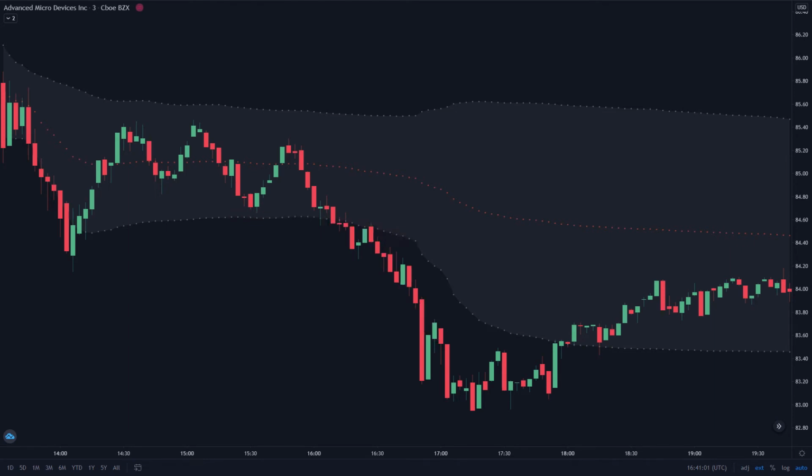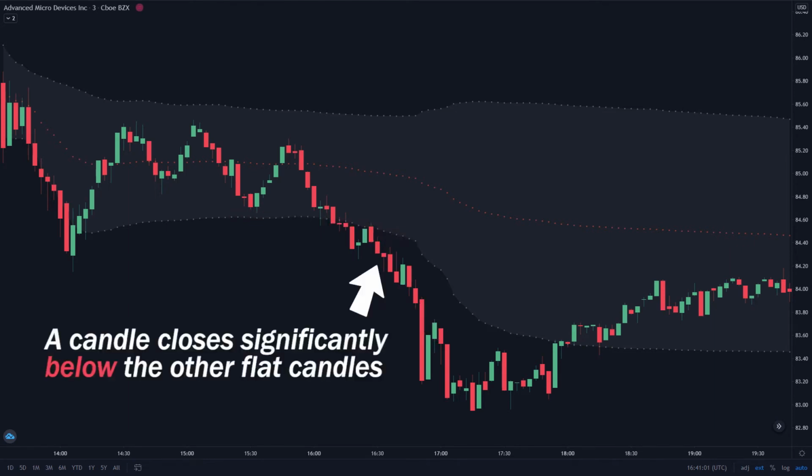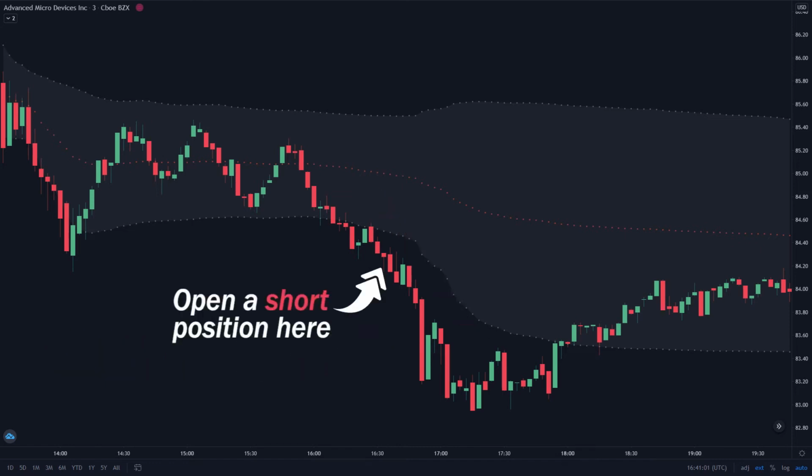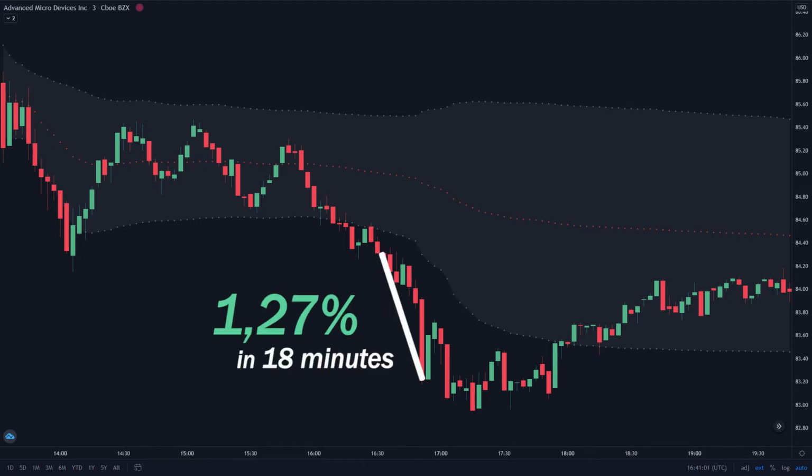But notice what happens next. This candle here closes below these directionless candles. So this would be my confirmation that the price might explode to the downward side. So I take a short position here. And this could be a potential 1.27% in 18 minutes.